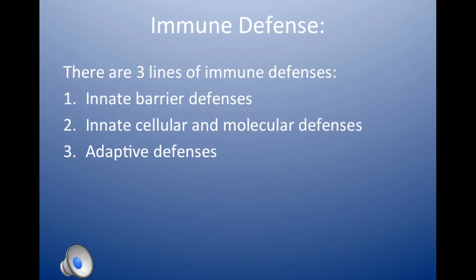The immune system has three lines of defenses in order to fight off these invaders before they can harm our bodies. The first one is the innate barrier defense. Number two is innate cellular and molecular defense. And the last one is adaptive defenses.